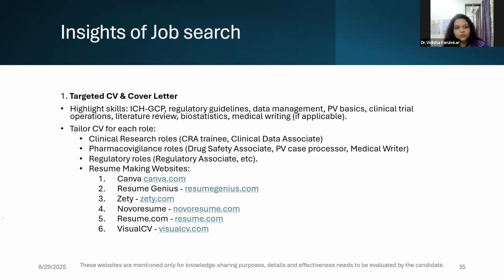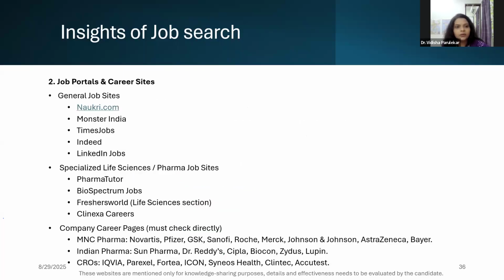Then you can also use certain sites. I don't know whether these sites are free or not. There are good templates, free templates also. With the help of those templates, you can populate your CV and check these sites. If they are free, then only it's good to use. Otherwise, I don't think it's relevant to use. There are good templates also which are free of cost.